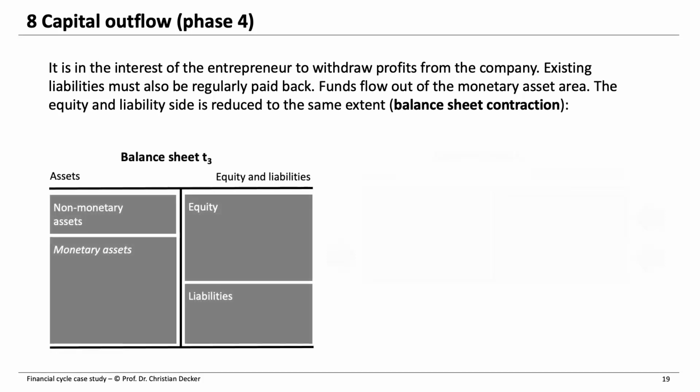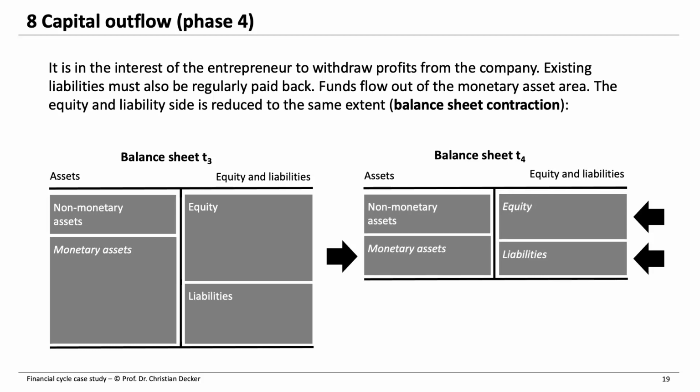The balance sheet T3 shows the balance sheet by taking into account the complete sales of all finished products and after receipt of payment. In the balance sheet T4, the profit withdrawals and repayments are reflected on the asset side in reduced monetary asset area and on the equity and liability side in the reduced items for the equity and liabilities.